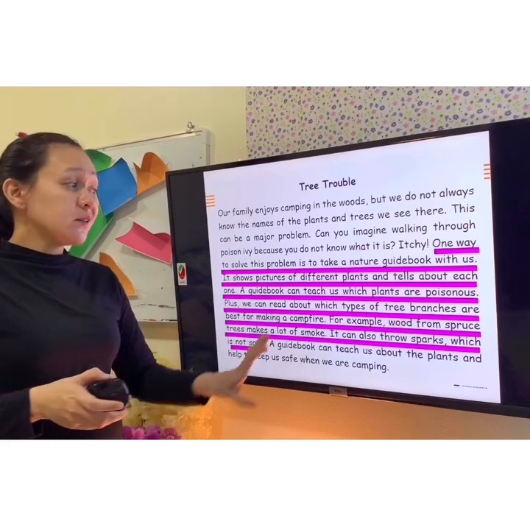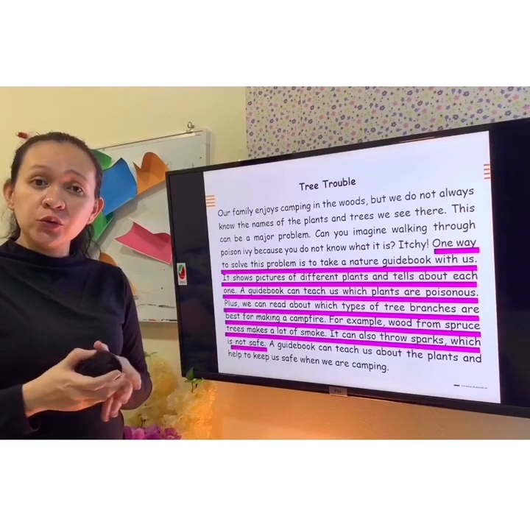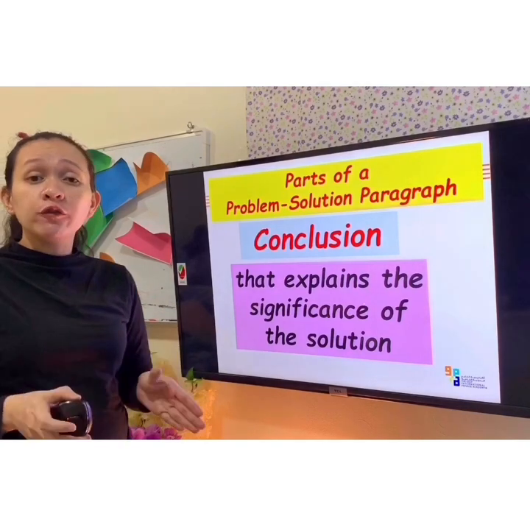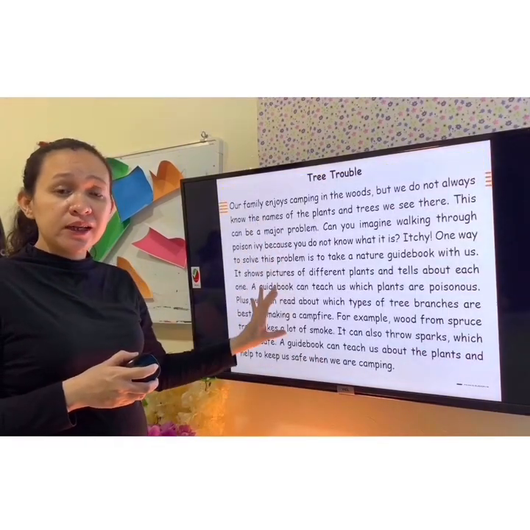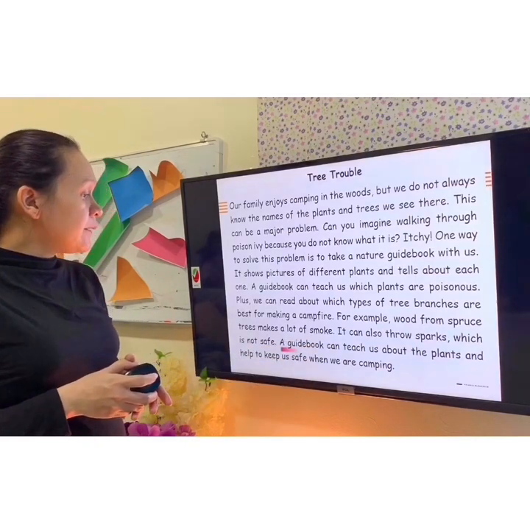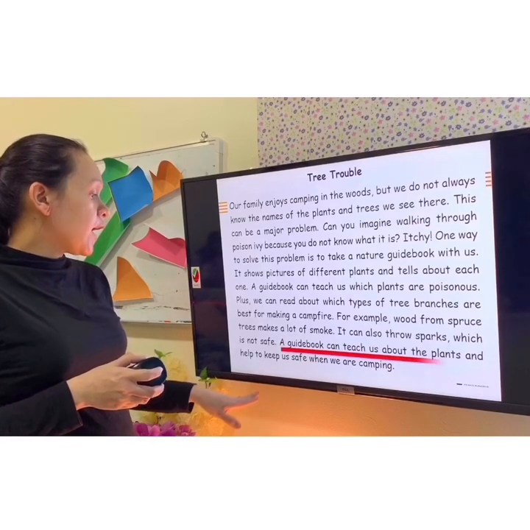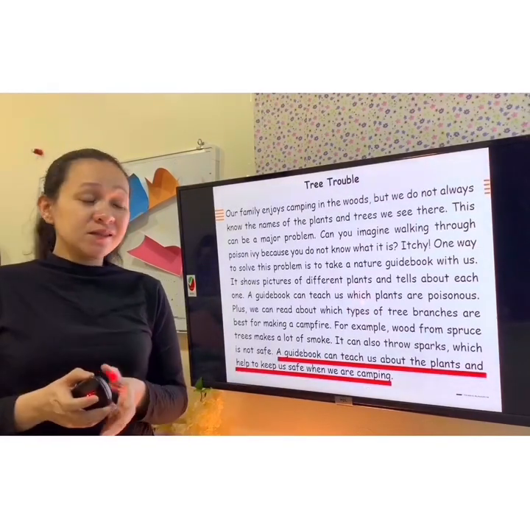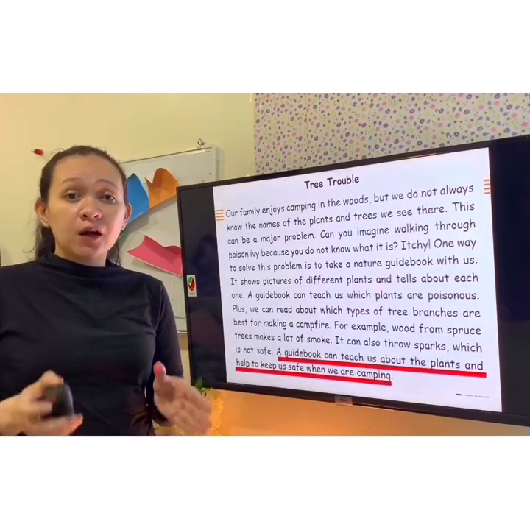If you have noticed, in our body, the solution is already written there and also the facts about the solution. Now, the third part is conclusion. When you say conclusion, it explains the significance or the importance of the solution. Let's check with our example. This is our conclusion, the end part. A guidebook can teach us about the plants and help to keep us safe when we are camping. If you have noticed, our conclusion explains the significance or the importance of our solution.